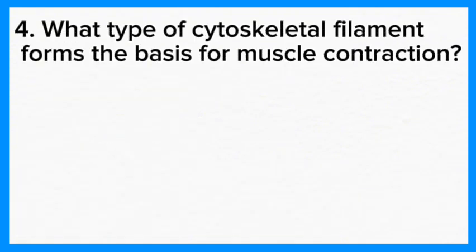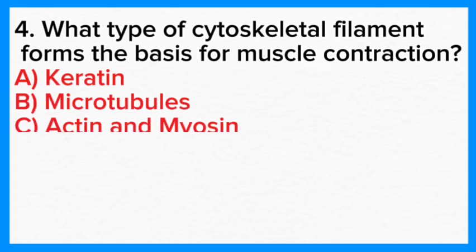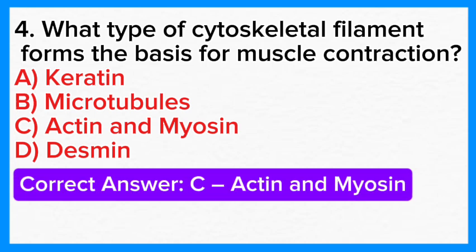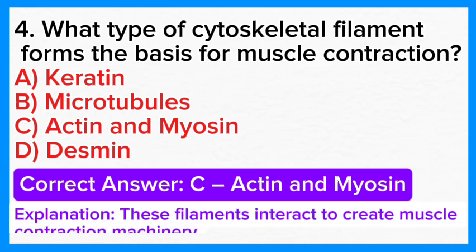4. What type of cytoskeletal filament forms the basis for muscle contraction? A. Keratin, B. Microtubules, C. Actin and myosin, D. Desmin. Correct answer, C. Actin and myosin. Explanation: these filaments interact to create muscle contraction machinery.